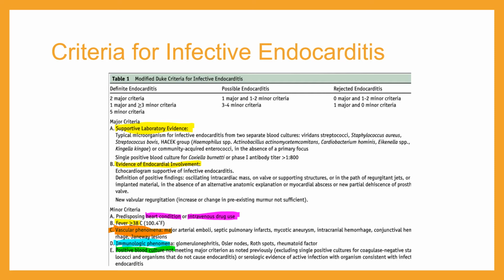A positive blood culture is the content from the major criteria, but if it does not meet it, for example, having only one positive blood culture as opposed to two, or finding organisms that do not typically cause endocarditis, it will be included in the minor criteria.